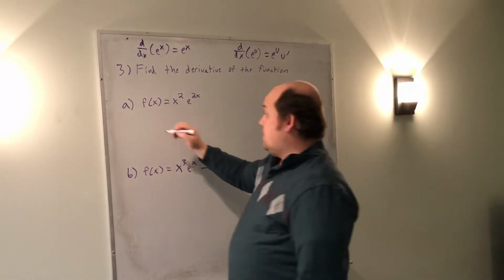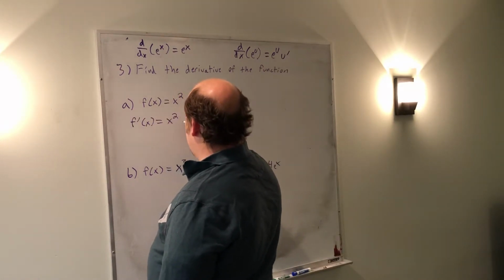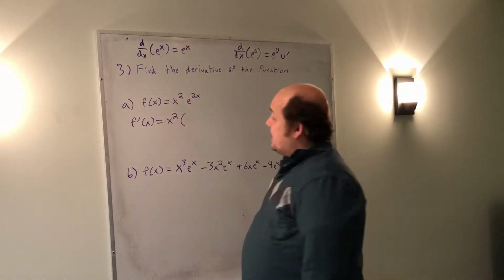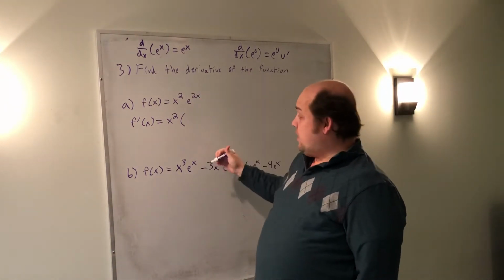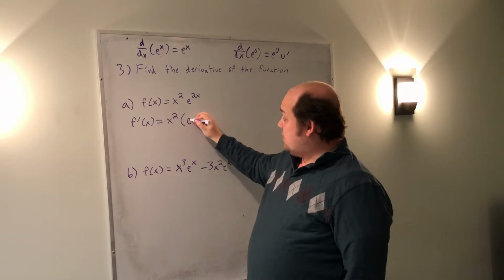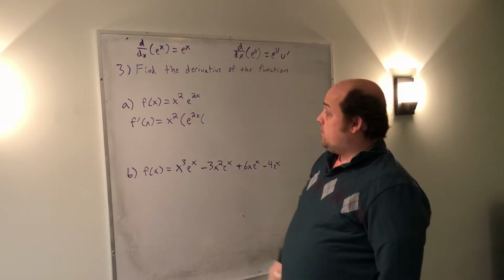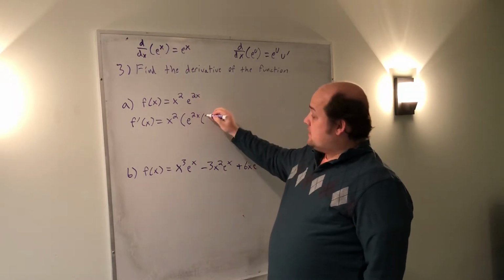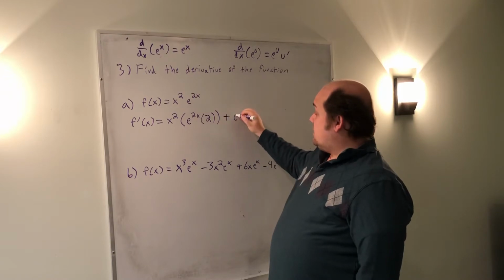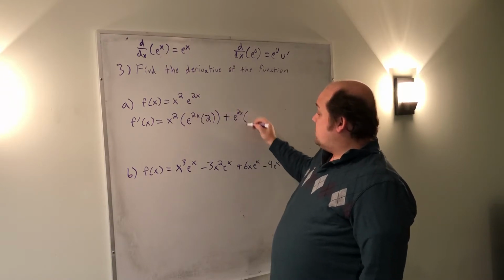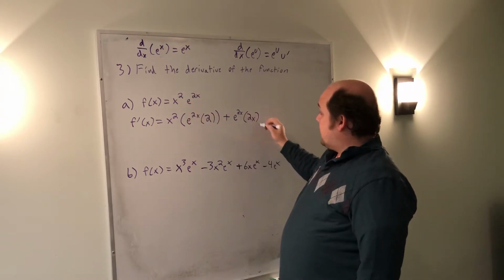So let's begin. When I take the derivative, I do first, x squared, times derivative of second. When I take the derivative of e to the 2x, u is 2x, so I rewrite e to the u, e to the 2x, and then I multiply it by the derivative of u. The derivative of 2x is 2. I add to that second, e to the 2x, times derivative of first. Derivative of x squared is 2x.